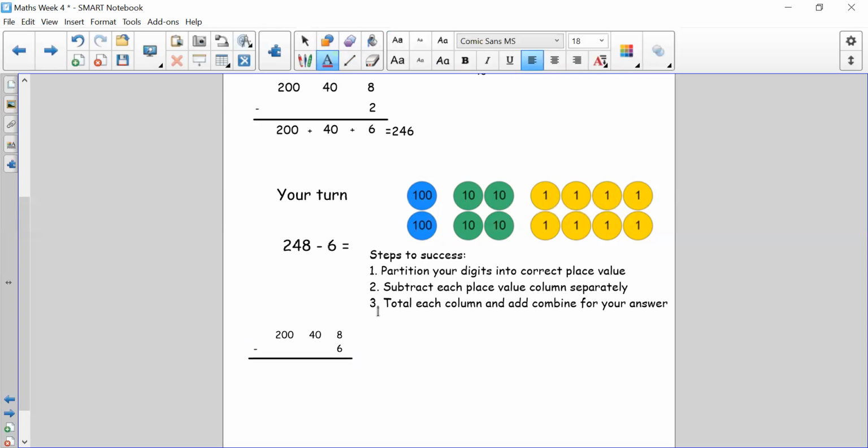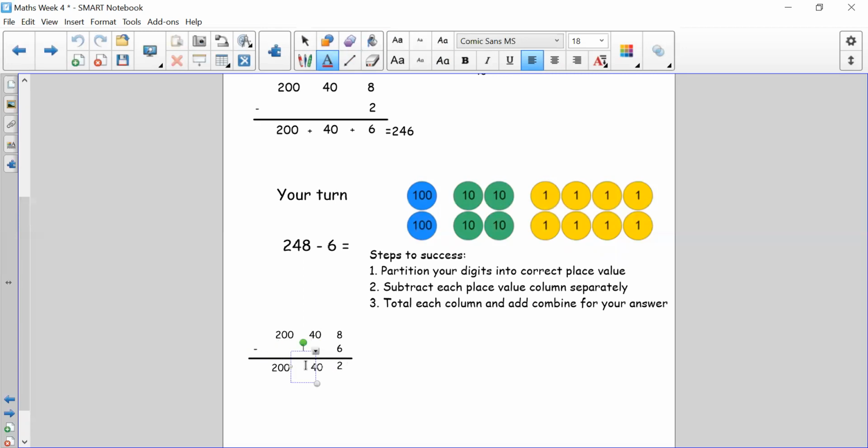Okay, let's subtract each column separately. So we're doing step 2 now. 8 take away 6. The answer is 2. Okay, you could use your fingers to count that back. Take 2 fingers away. You could count backwards from 8. Okay, so let's look at this. So 40 take away no 10s is still 40. 200 take away nothing is still 200. So we've got each column totaled.